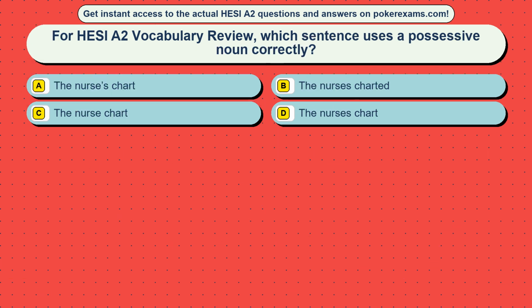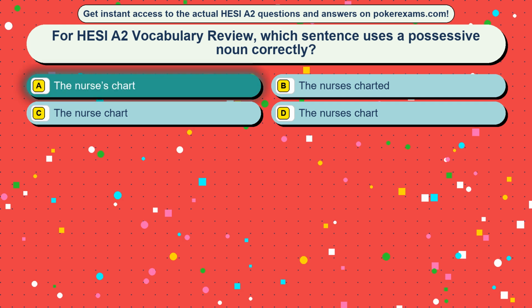Question 2. For HESI A2 Vocabulary Review, which sentence uses a possessive noun correctly? Option A, the nurse's chart. Option B, the nurses charted. Option C, the nurse chart. Option D, the nurse's chart.